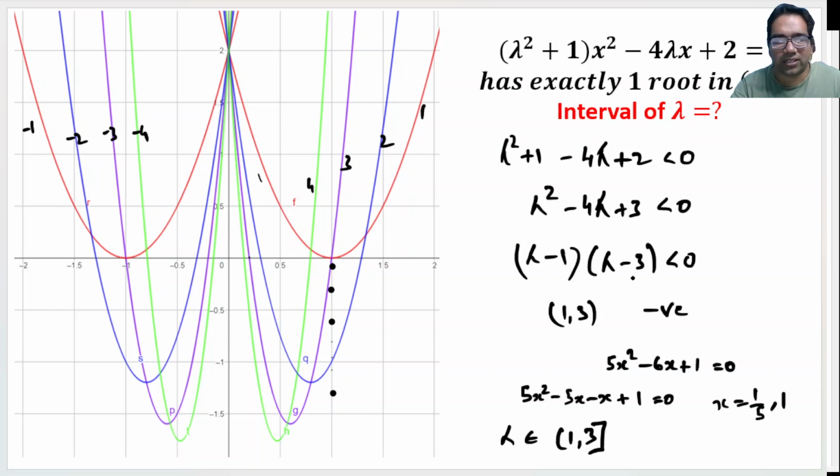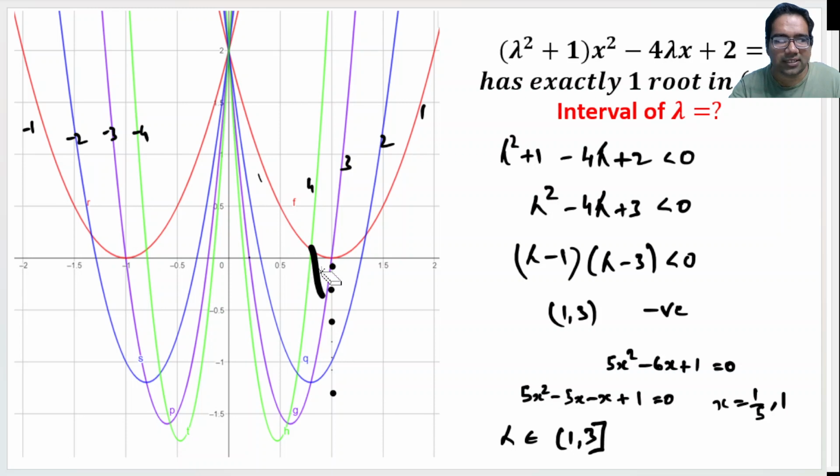That means lambda minus 1 into lambda minus 3 is less than 0. So lambda is lying between 1 and 3. If lambda is lying between 1 and 3, definitely we can say there is only one root between 0 and 1, because all the lines will be like blue lines. Lines like this. Like this, blue lines. Right. As long as lambda is between 1 and 3.